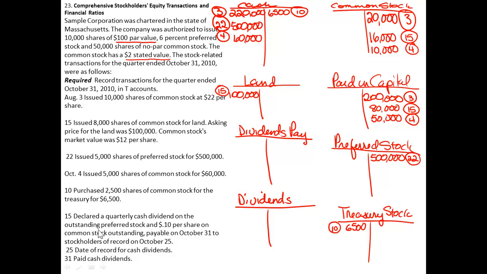On the 15th, we're declaring a quarterly cash dividend to the outstanding preferred stock. And here's where it gets a little fun, because notice that preferred stock gets a 6% dividend per year. So it's 6% of the par value of $100 for the year, but notice that it says quarterly dividend, so we're only going to get 1/4 of it. So the dividend that will go to the preferred shareholders is 1/4 of their annual dividend, or $1.50. So we need to multiply $1.50 times the number of preferred shares, which is 5,000. So the preferred stockholders are going to get a dividend of $7,500.